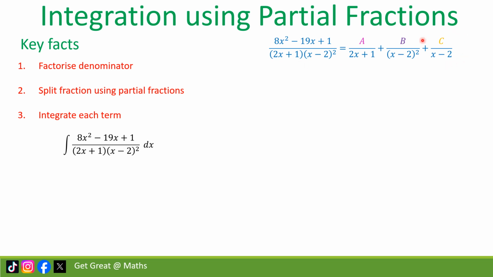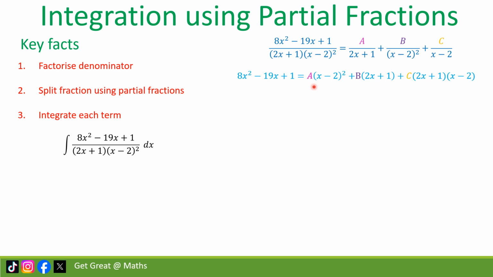The trickiest one comes from working this last term out. So I've got an x minus 2 in the denominator, but to make the denominator the same as what's on the left-hand side, I've got to multiply by 2x plus 1, but I've also got to multiply by an x minus 2. So my numerator will become a times x minus 2 all squared plus b times by 2x plus 1 plus c times by 2x plus 1 and an x minus 2. And that is going to be identically equal to 8x squared minus 19x plus 1.